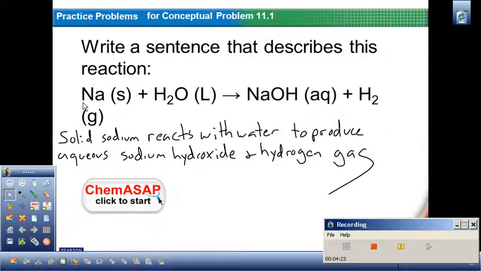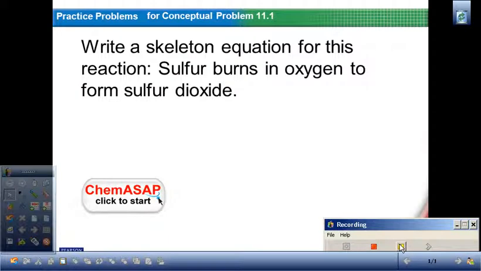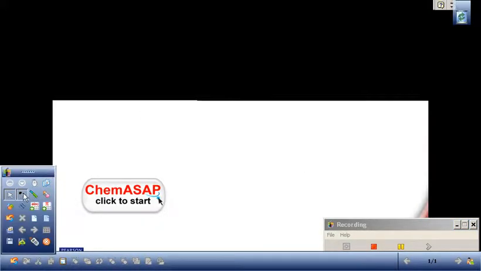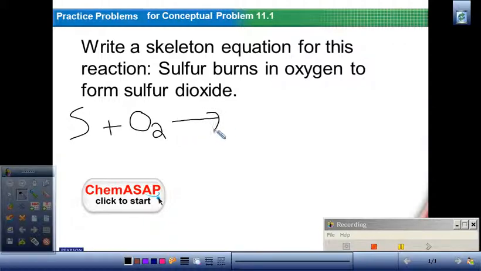So let's go from a chemical equation to a sentence. So for this next one, go ahead and take this sentence and write it as a chemical equation. All right, so I got some sulfur. It's burning. That's just another way of saying it reacts with oxygen. Again, oxygen is diatomic, so it's always paired up. And then it's going to form sulfur dioxide. Prefix di means 2, so sulfur dioxide.